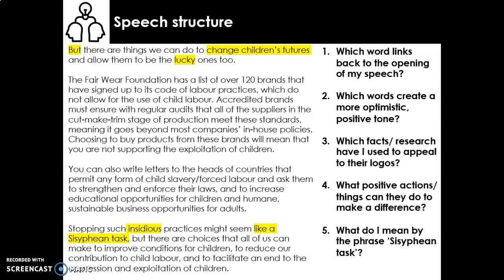So you can also write letters to the heads of countries that permit any form of child slavery, forced labour, and ask them to strengthen and enforce their laws and to increase educational opportunities for children and humane, sustainable business opportunities for adults. So can you see both of those paragraphs are explaining what my audience can do? They're positive actions they can take. They're actions that are designed to create change around this topic. Stopping such insidious practices might seem like a Sisyphean task, but there are choices that all of us can make to improve conditions for children, to reduce our contribution to child labour, and to facilitate an end to the oppression and exploitation of children. Okay, guys, so here are your questions.